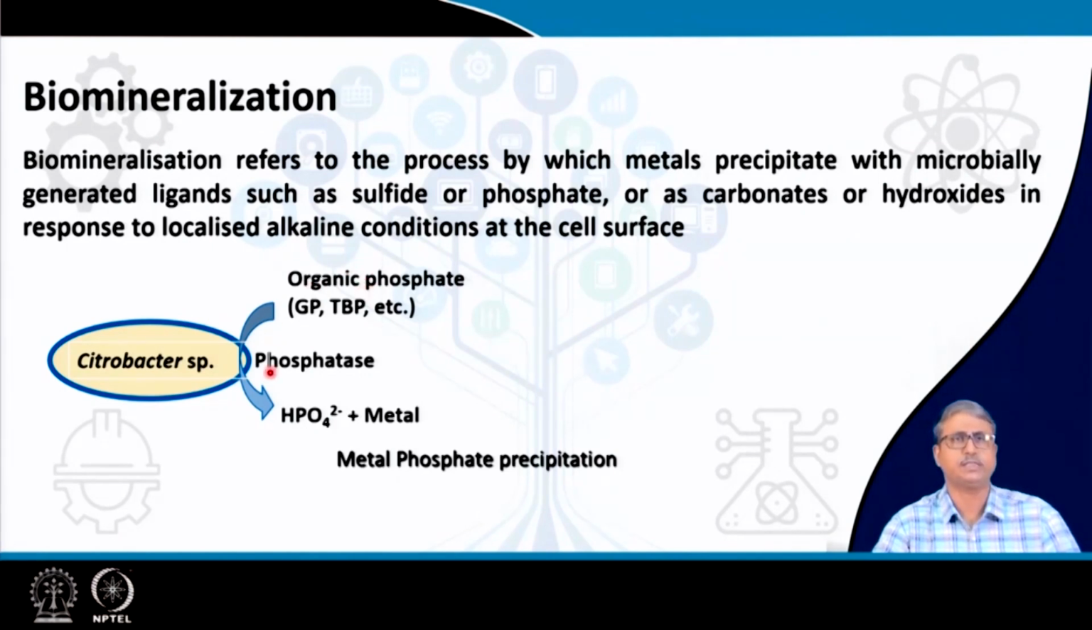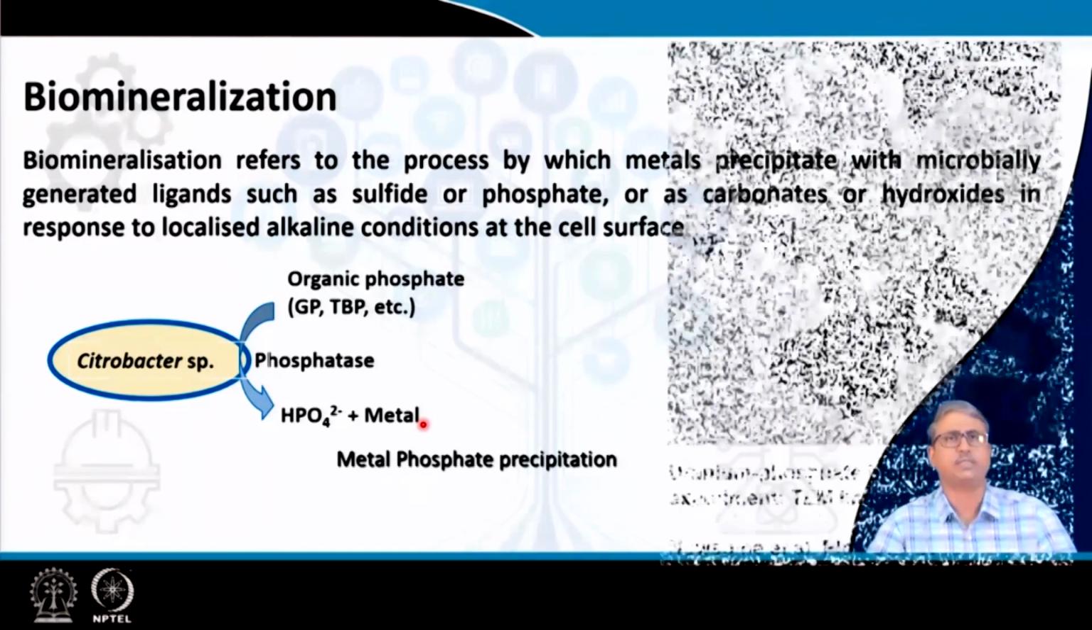So, the phosphatase enzyme catalyzes the release of the phosphate moiety, and the phosphate moiety is able to react with the metal. Again, this is to some extent an indirect mechanism, because the microbe is dealing with the phosphate, and the phosphate group, the ligand which is produced, reacts with the metals. Similar things happen with sulfide producing sulfate reducing bacteria. The sulfides which are produced react with divalent metals and allow the precipitation of metal sulfides.